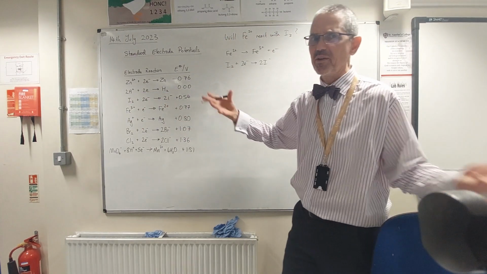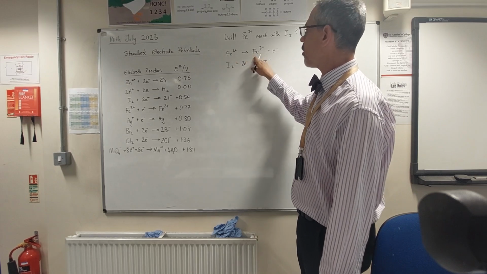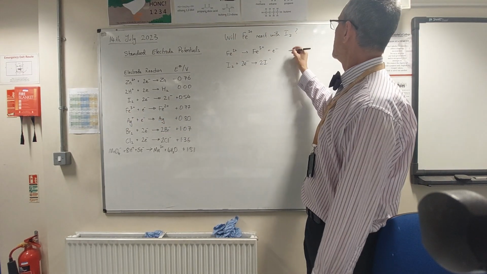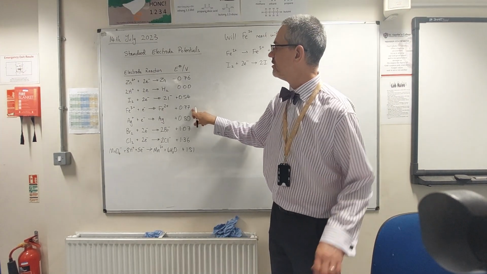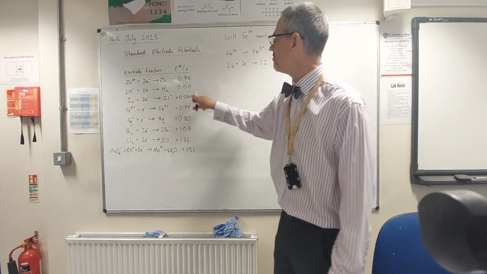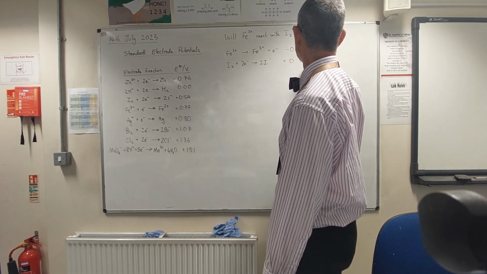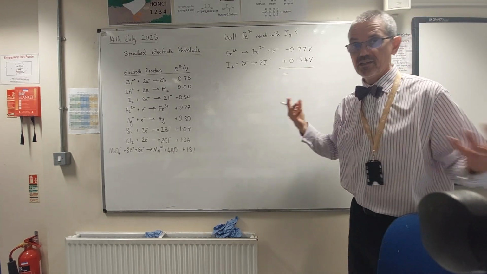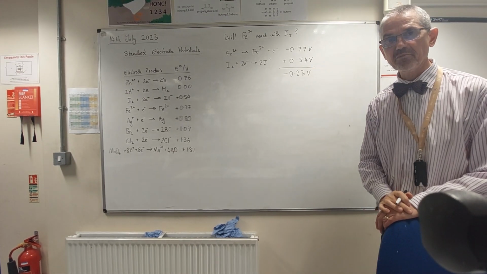I don't have any iron 3 plus to react with, I've only got iron 2 plus. So I've swapped that one. If I swap the direction of the equation, I swap the sign of the E0 value. So iron 2 to iron 3 would be minus 0.77, and iodine to I minus would be plus 0.54. Stick those together and we have, well, a number. The important thing is it's a negative number.